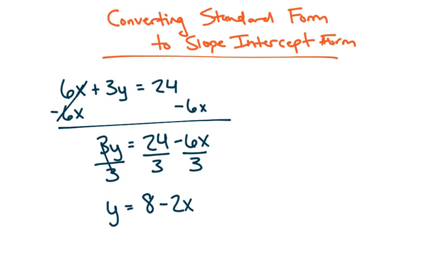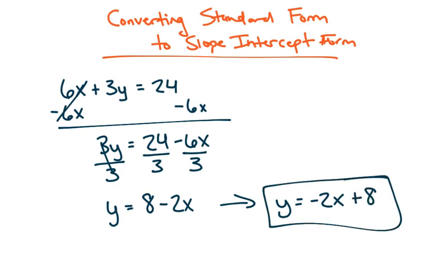Okay, and this is slope-intercept form. Some people are more comfortable writing the x and the coefficient first. So if you chose to do that, it would be negative 2x plus 8. But either way is fine. And of course, looking at this, you now know when you graph this line, your slope is going to be negative 2, and your y-intercept is going to be 8. So this is the process for converting standard form to slope-intercept form. It's all about isolating the y variable.